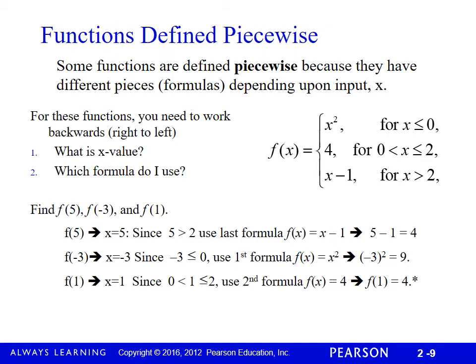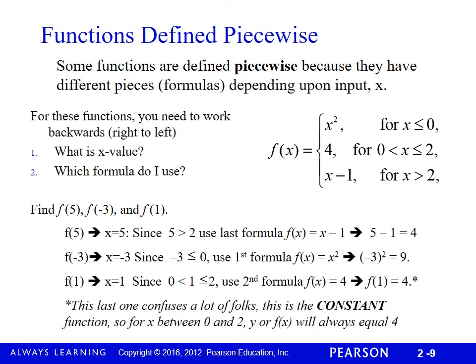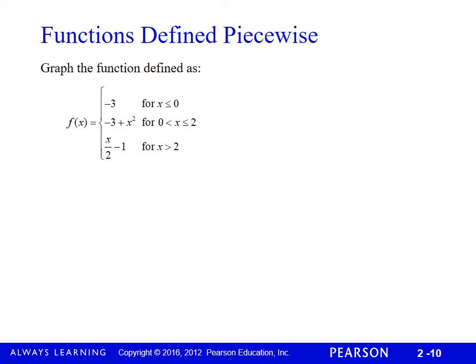y equals 4, all the time between 0 and 2. Y equals 4. Okay, do not forget that. This one confuses a lot of folks. This is a constant function. So for x between 0 and 2, y or f of x, they're the same thing, will always equal 4. Do not try to add the 1 or subtract the 1, etc. Don't make up your own math.